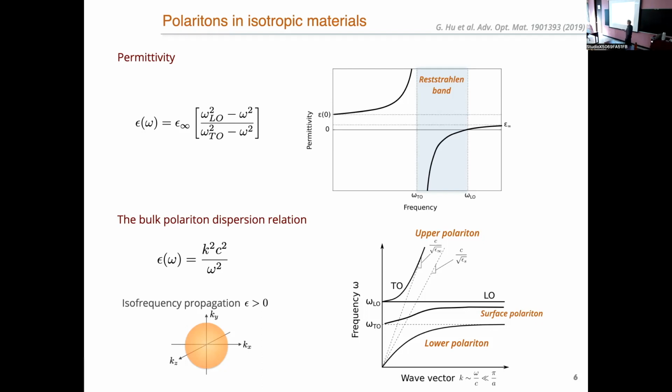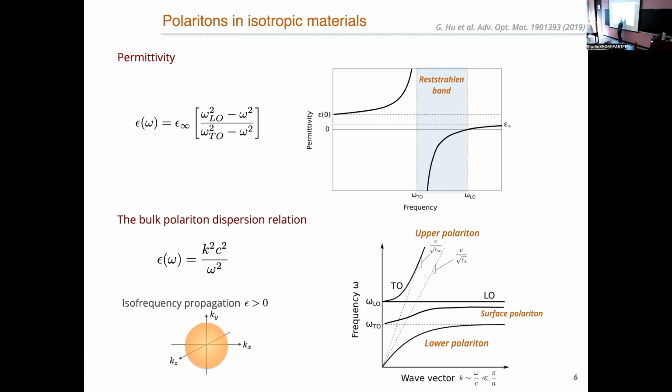In this region, the polarization of the material is opposite to the incident field, screening the field, and therefore the material will be highly reflective. And above the LO frequency, the permittivity becomes positive again. If we look at the polariton propagation curve or dispersion curve inside the material, it is given by this very simple equation. We have permittivity that must be equal to this quantity where we have the propagation wave vector and the frequency.